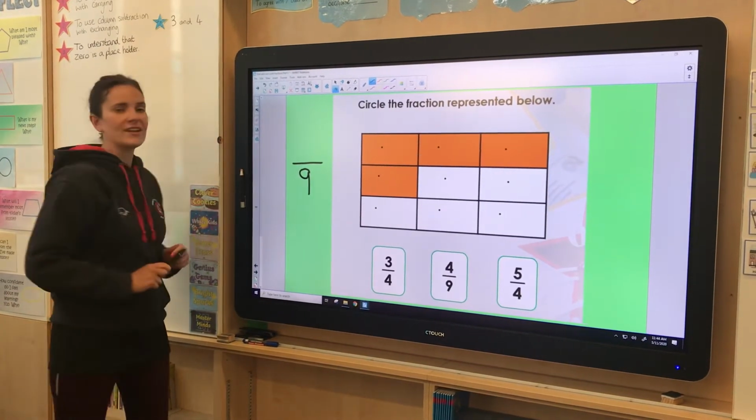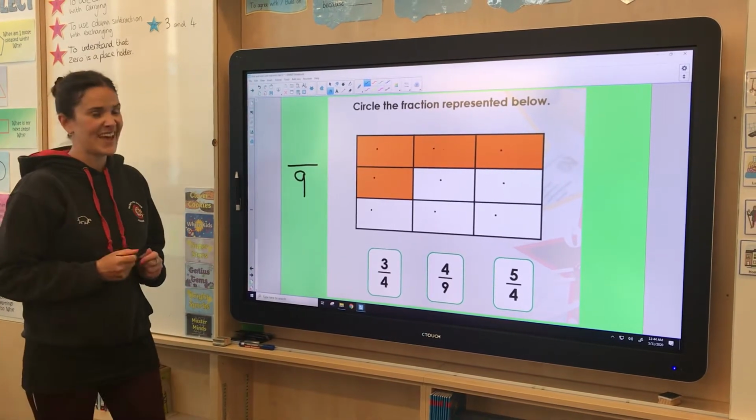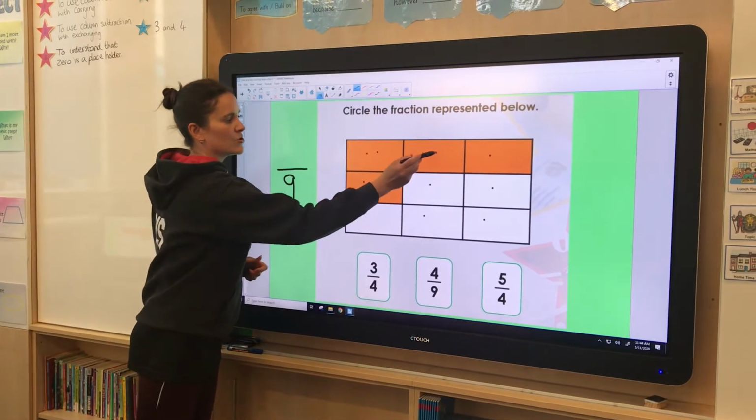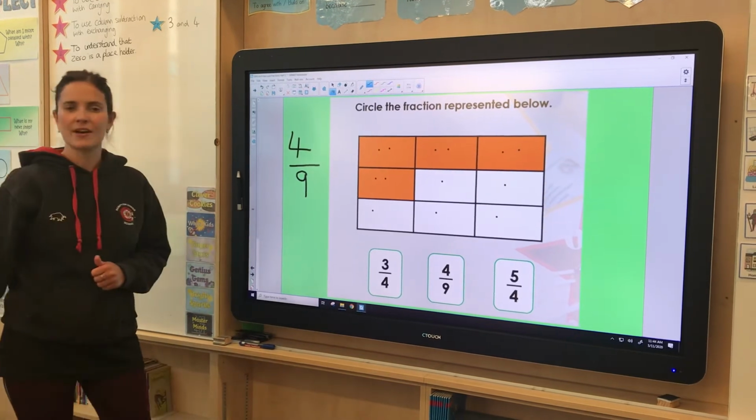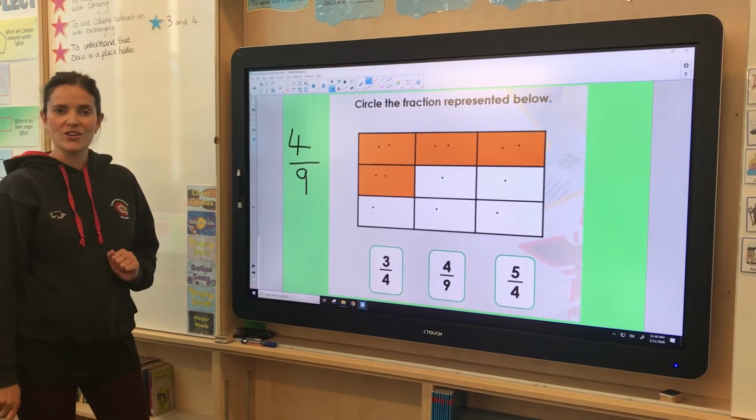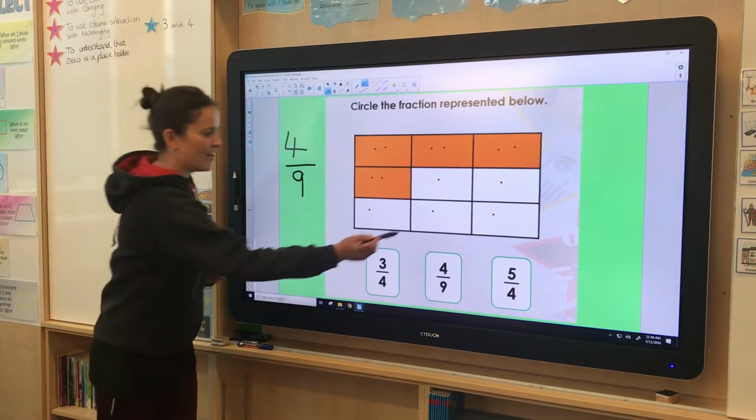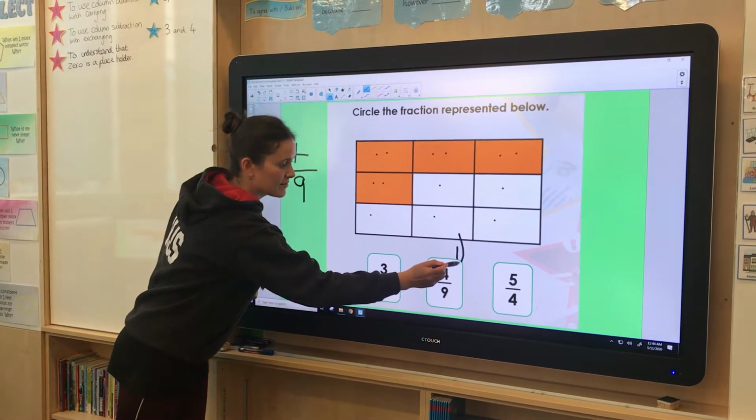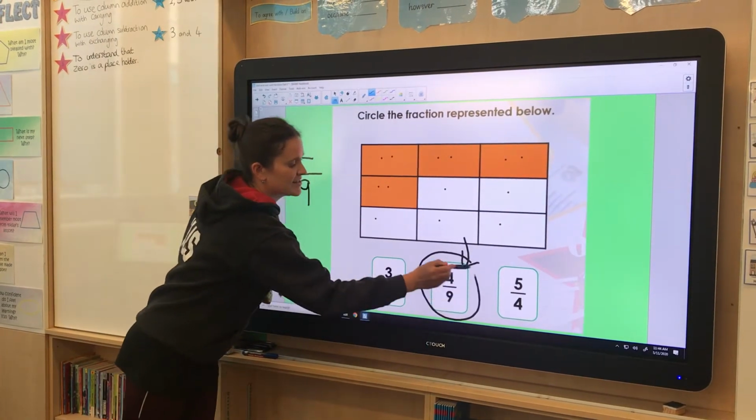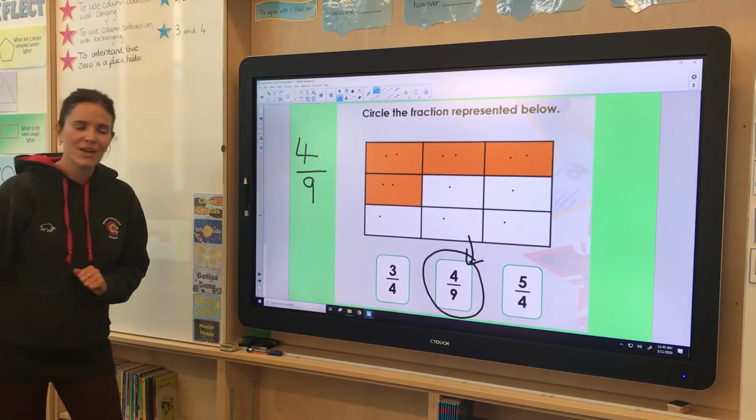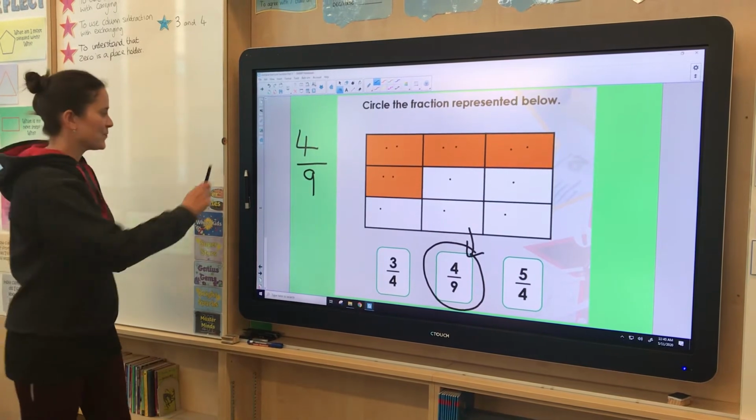To find my numerator, I need to know how many of those pieces have been shaded in. So I'm going to count them. 1, 2, 3, 4. And that gives me my numerator. So this fraction says 4/9, and I can see down the bottom, out of the choices I've got there, 4/9 is down the bottom there. So that is the fraction that I should be circling. Okay? You've got a couple of examples of those kinds of questions in your worksheet pack as well.